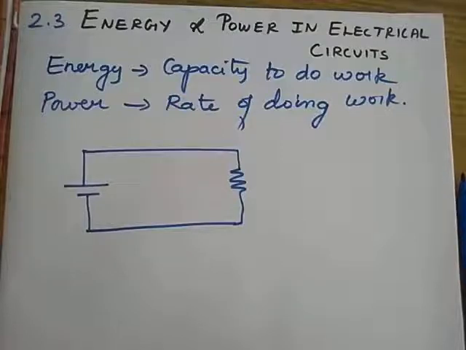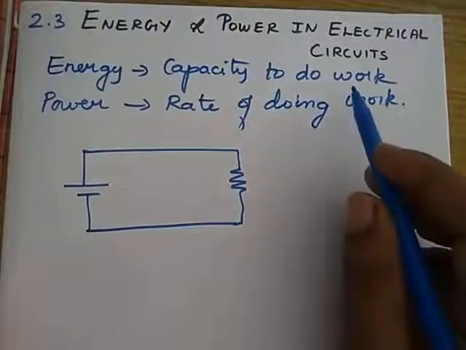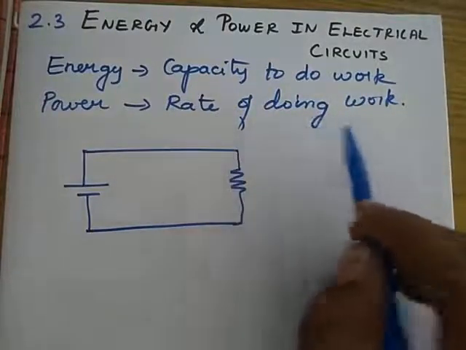Good morning, students. Our new topic is energy and power in an electrical circuit. We know very well that energy is the capacity to do work and power is the rate of doing work.